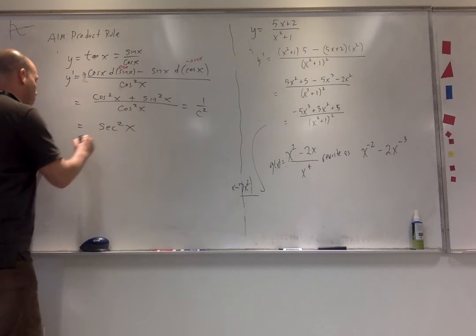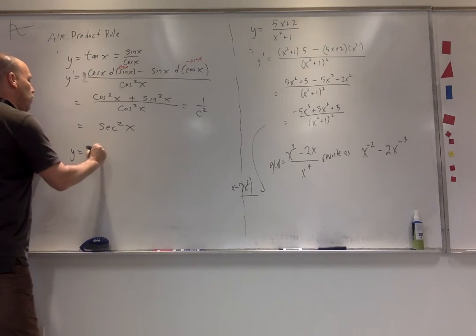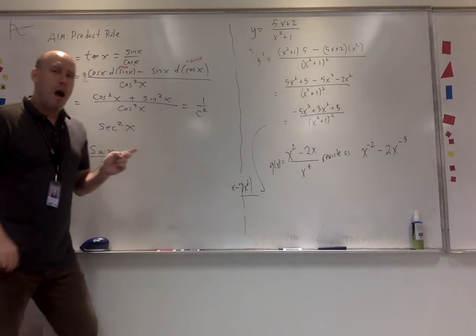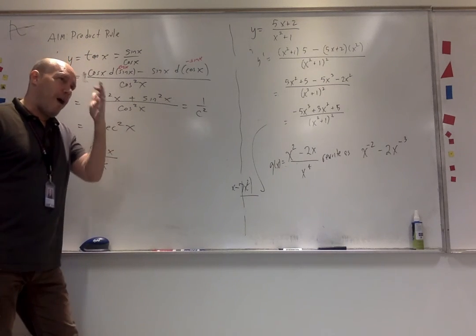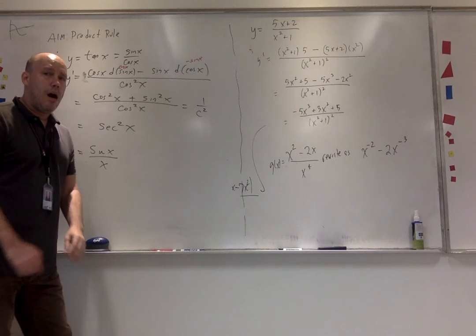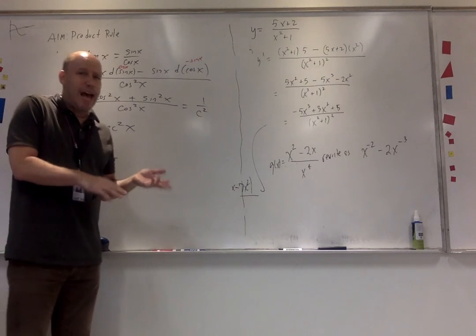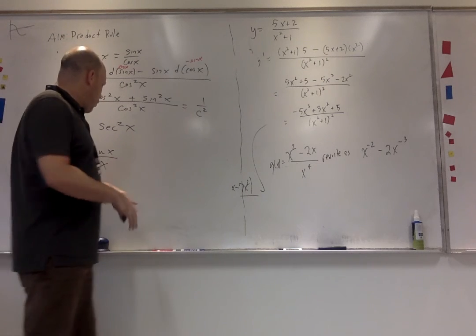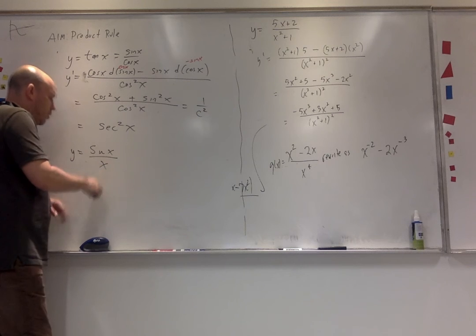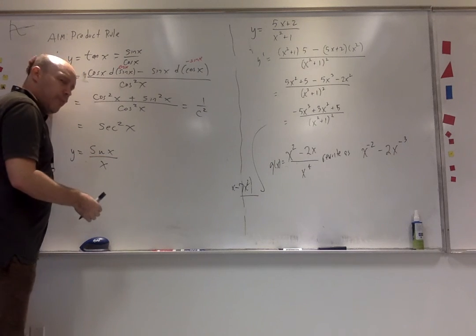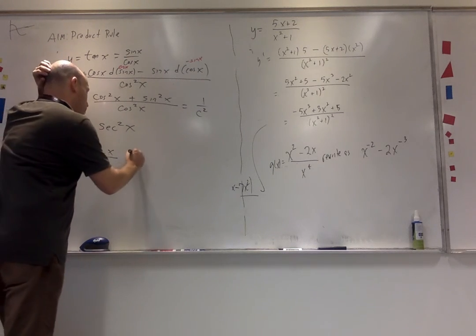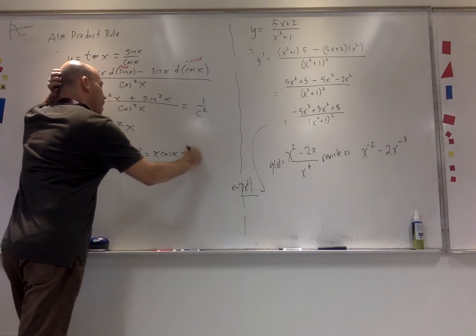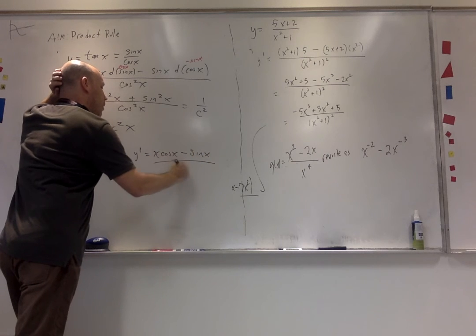What else can we do? We can now find the derivative of sine of x over x. This was important. We didn't go through how to find the derivative of sine and cosine, but if you look at textbooks, you need to know this. The derivative of sine x over x, well, we can use the quotient rule. So y prime is low d high minus high d low over low squared.